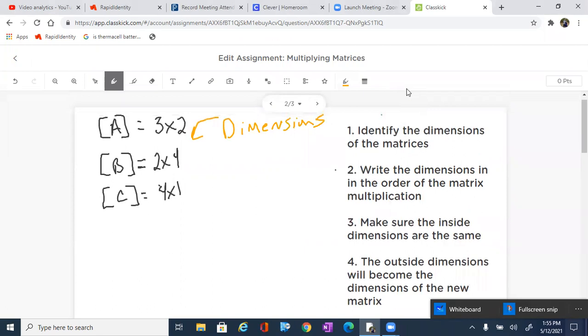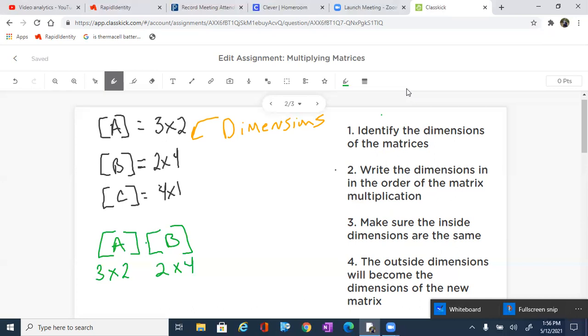First of all, we need to identify the dimensions of each matrix, and then we need to write the dimensions in order of the matrix multiplication. Let's say I was to take matrix A and multiply it by matrix B. In order to determine if I can even multiply them, I take the dimensions of A and write 3 by 2. Then I take the dimensions of B, which is a 2 by 4, and write them next to each other.